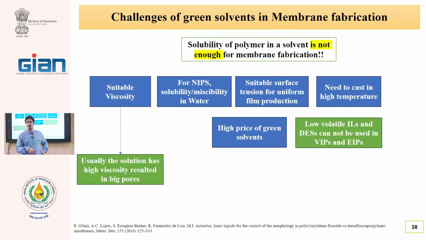But when we use a green solvent and add 20 grams of polymer to 80 grams of solvent, we have a very viscous solution, and we have to reduce the polymer concentration. And when we reduce the polymer concentration, we have big pores. We want to prepare a nanofiltration membrane, but because we reduce the polymer concentration, we get a microfiltration membrane. Therefore, one of the problems is high viscosity.